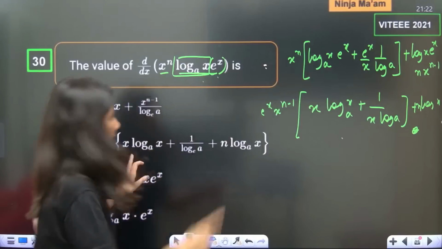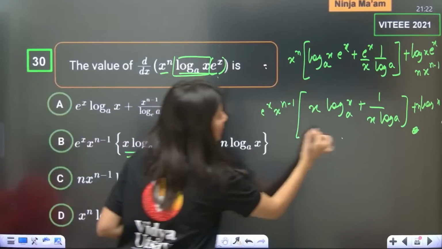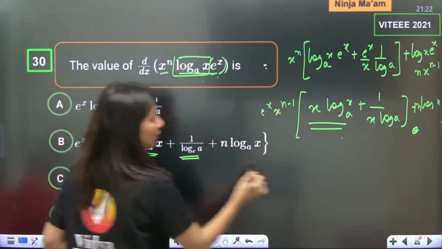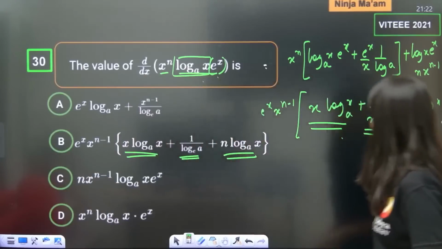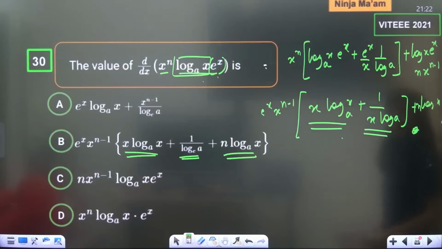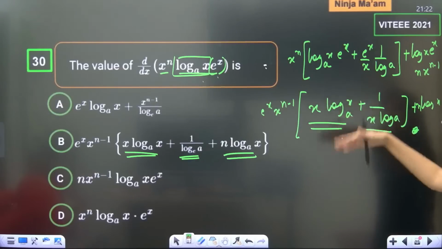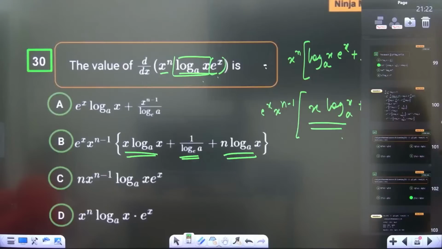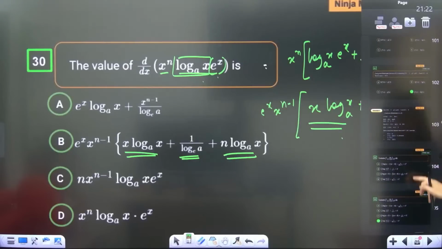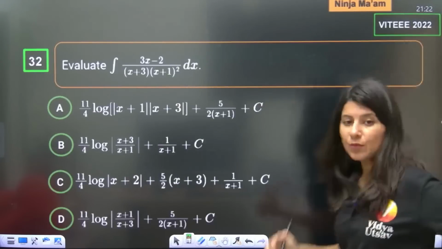See now, can you see this is matching with this? Very easy. This is matching with this, very easy, and this is n log x. Alright. So, I am taking x power n minus 1 out. So, x. So, this is also gone. Okay. So, this is the correct answer. Everybody getting it? Understanding it? Yes. Shall I move on to the next problem?